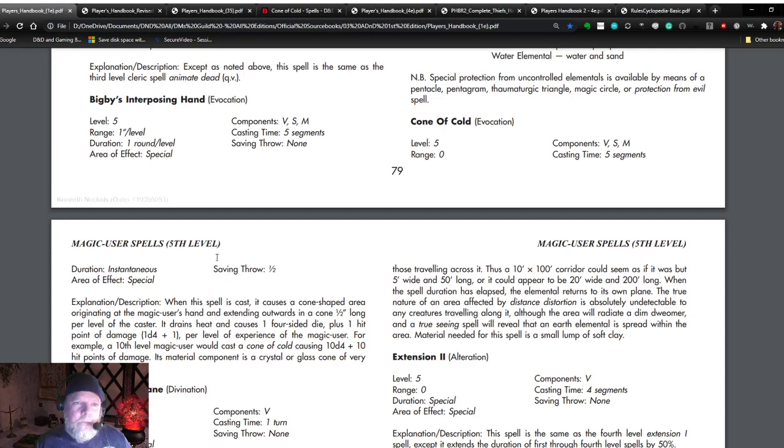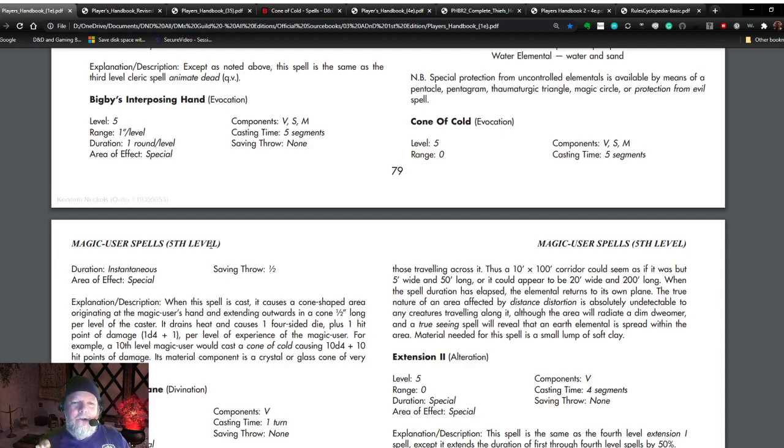All right, Cone of Cold came to us in 1st edition AD&D. It was a 5th level spell, took 5 seconds to cast, and it causes a cone-shaped area originating from the magic user's hand and extending outwards in a cone a half an inch long. No, that's not a half an inch. That means 5 feet. Why they did it that way, I don't know. But 5 feet long per level of the caster.